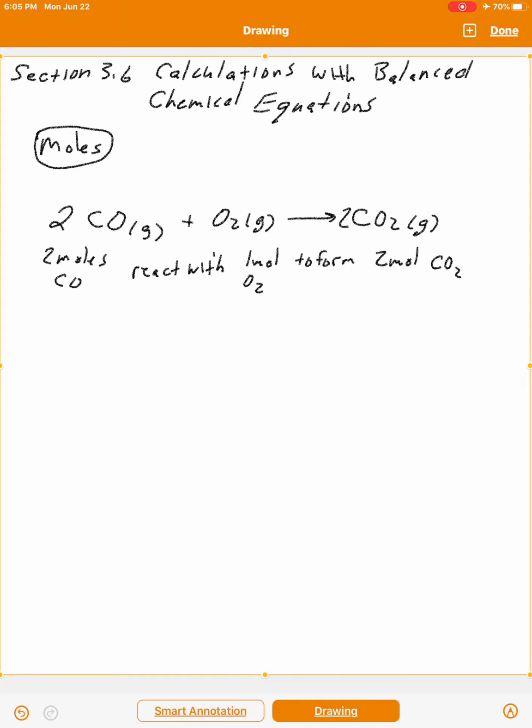Meaning that if I take 2 moles of CO and I combine it with 1 mole of O2, so that's a total of 3 moles, right? 2 of one and 1 of the other. We will get 2 moles of carbon dioxide. So notice what happened. The number of moles actually got smaller in this reaction. We went from 3 moles down to 2.